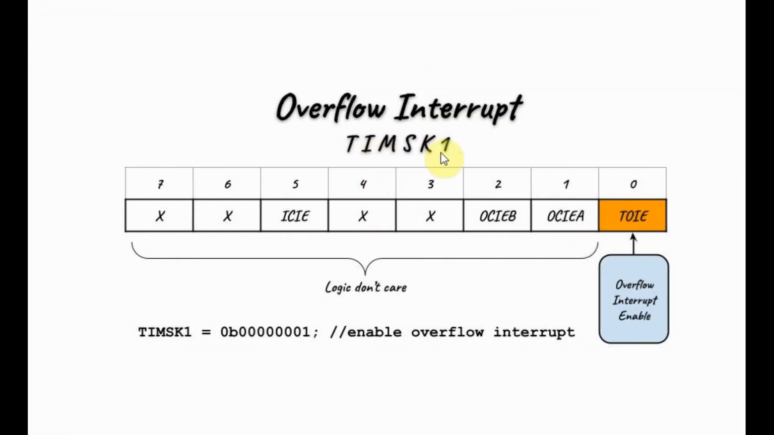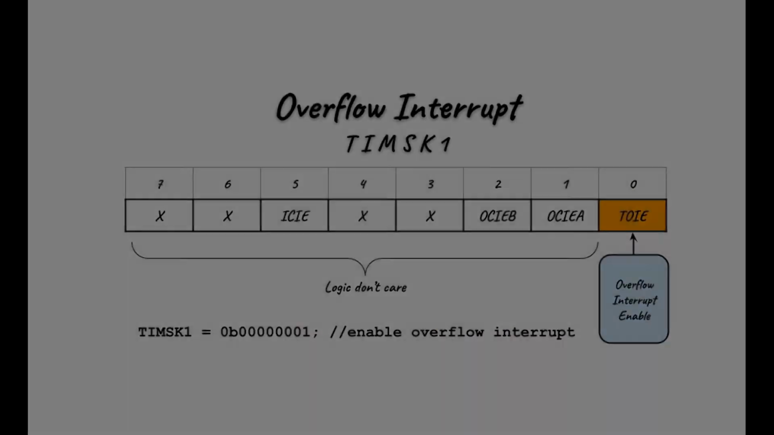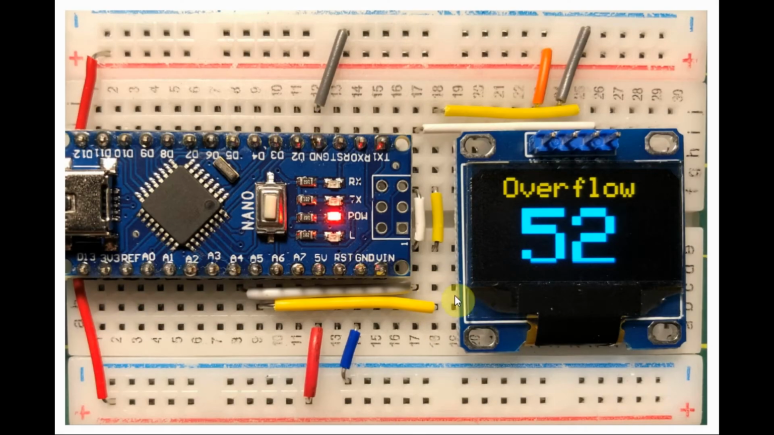We also need to program the timer interrupt mask 1 register for timer 1 by enabling the overflow interrupt bit here. Again, these bits here are not used, so they are at logic don't care. And this is the C++ statement to enable the overflow interrupt. This is the setup used to demonstrate overflow interrupt.